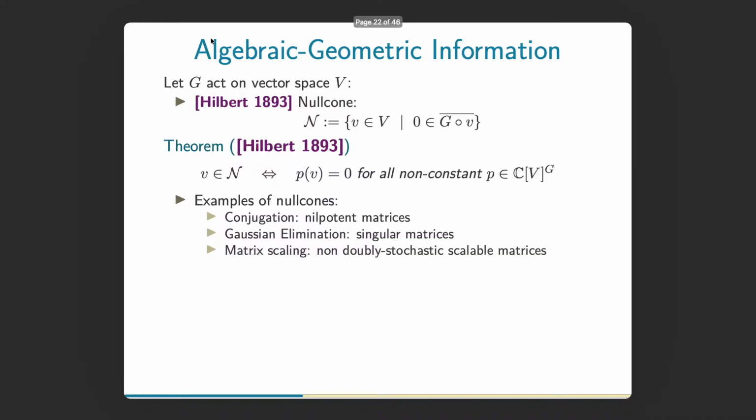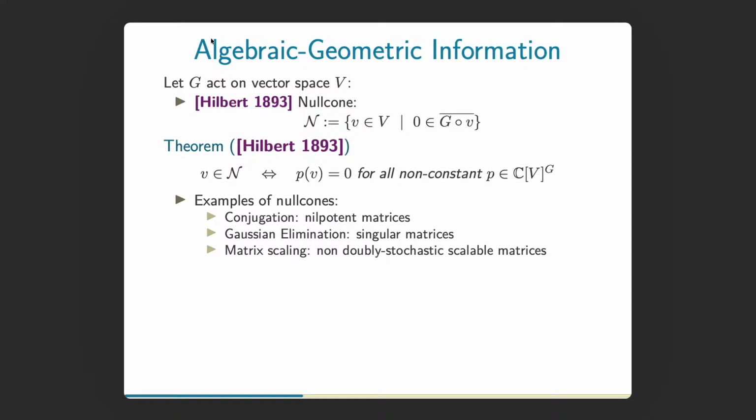Great. So, all right, let's look at examples of null cones. Now we have Hilbert's theorem. Right away, just by thinking in this geometric perspective, we see that for the conjugation action, the null cone is the set of all nilpotent matrices. Because for nilpotent matrices, all my eigenvalues are 0, which means that the trace of all my powers are going to be 0. So right away we get that the null cone is an interesting set: the set of all nilpotent matrices.